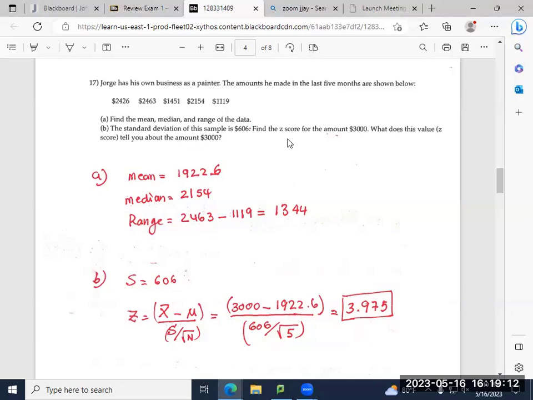And they're asking you to calculate the Z-score for 3000. So just plug it in. 3000 minus the mean. What is 3000 minus the mean? 3000 minus 1922.6 divided by 606 divided by radical 5, because there are 5 numbers. And you're all set. Done.